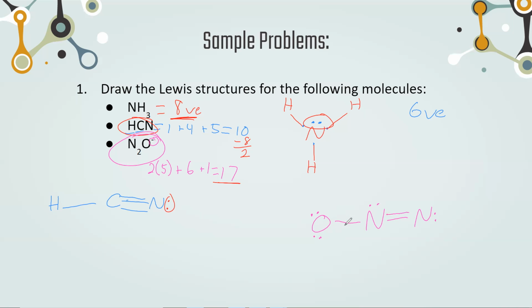So how many bonds do I have? I have 3 bonds total. So 2, 4, 6, 8, 10, 12, 14. So I need to place somehow, some way, 3 more electrons, which is weird. So let's see what we can do here.